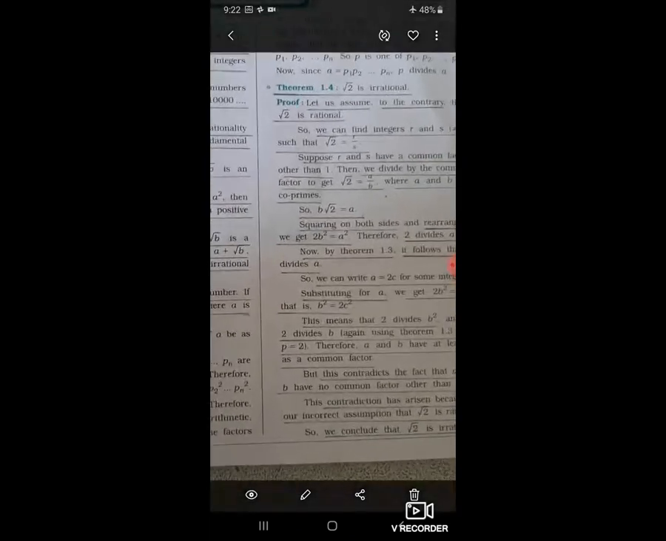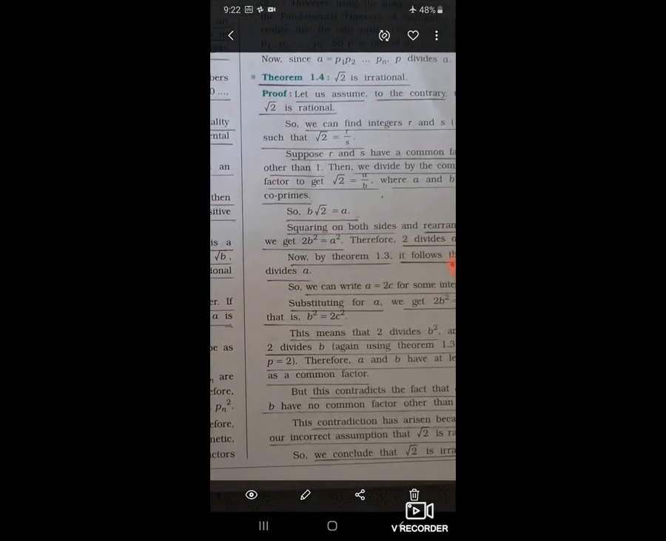Our last point, here we discuss a theorem 1.4 once again. Root 2 is an irrational number. Our new paper style in section B or C always has one more question of this type of proving statement. So it is very important. Please understand carefully. Theorem number 1.4, root 2 is irrational.